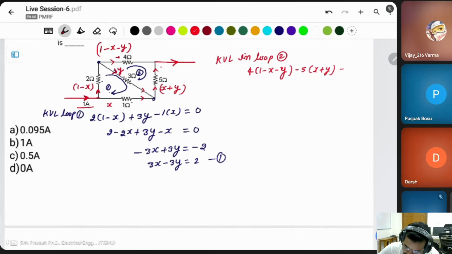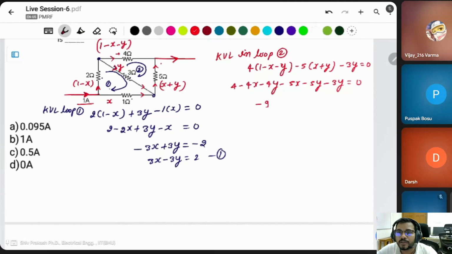Make two loops, loop 1 and loop 2. In this loop, the current direction is this one, then this is 2, 1 minus X, KVL.